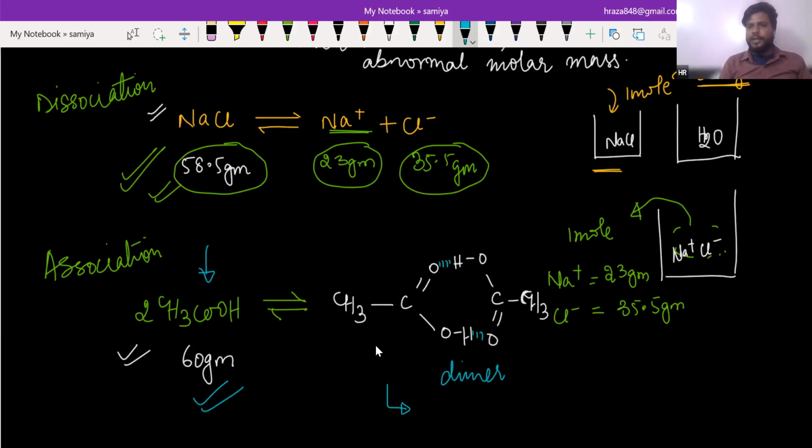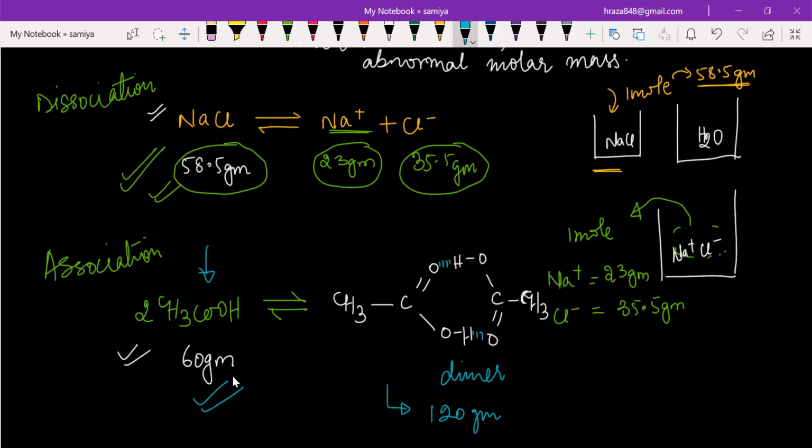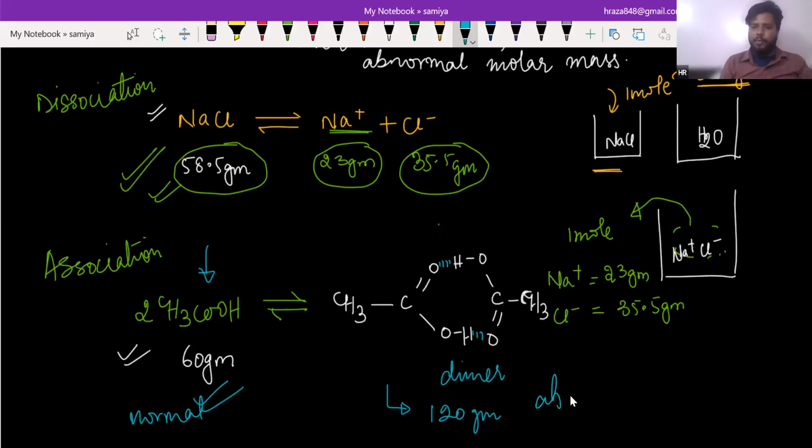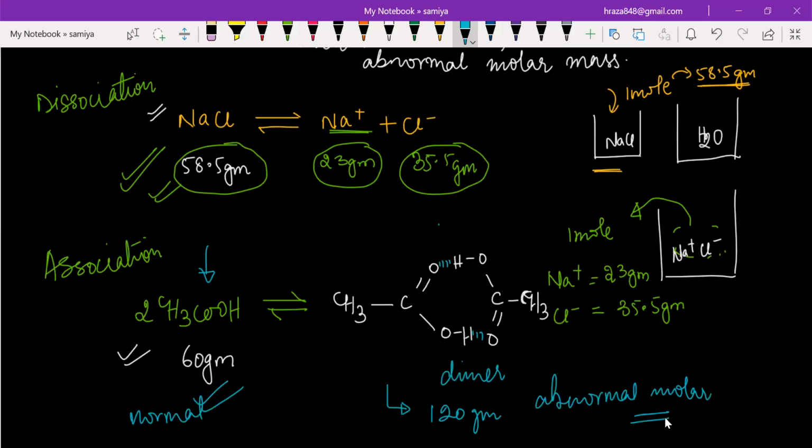Can you tell me? 60 gram for 1 mole, and it joined together 2 moles. 2 moles form 1 mole, then it will be 120 gram or not? Yes, sir. So basically you can see molar mass changes. This is called abnormal molar mass. Are you getting my point? This is normal molar mass. This is abnormal molar mass. And this arises due to association or dissociation. Please write this example. There will be more formula for Van't Hoff factor.